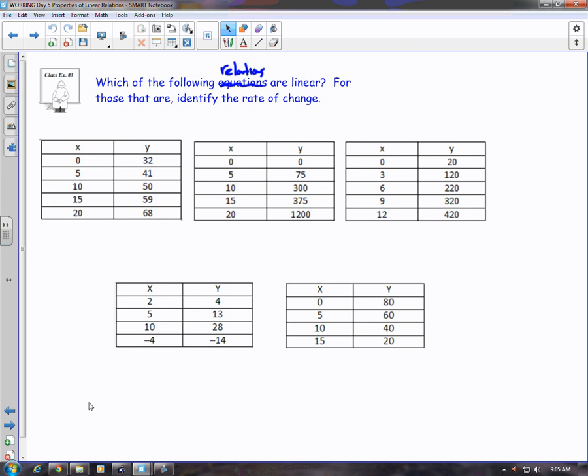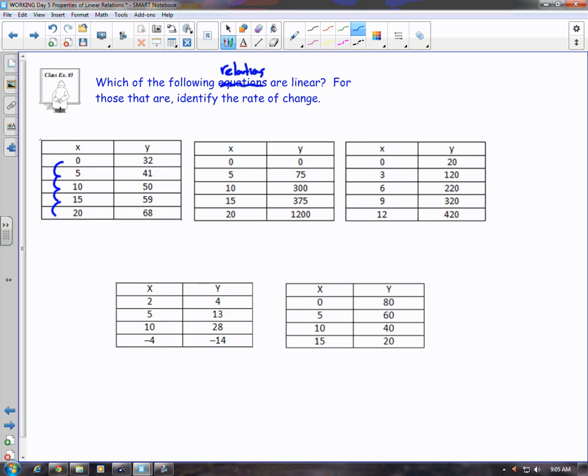So we've got 5 tables here. It says, which of the following relations are linear? And for those that are, identify the rate of change. We can simply look at the table, or we can write out the work for the table. We're asking the question, does the left-hand side go up by the same amount each time? And if it does, it makes it easier to tell if it's linear.